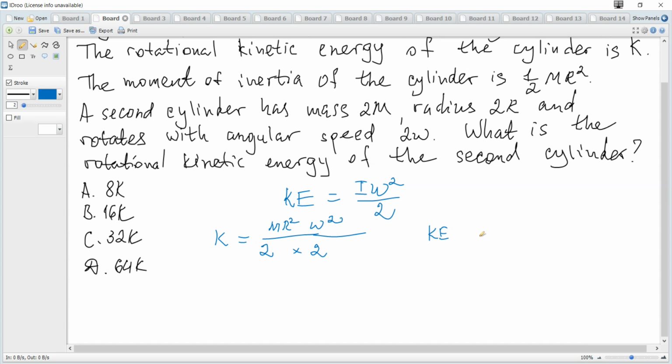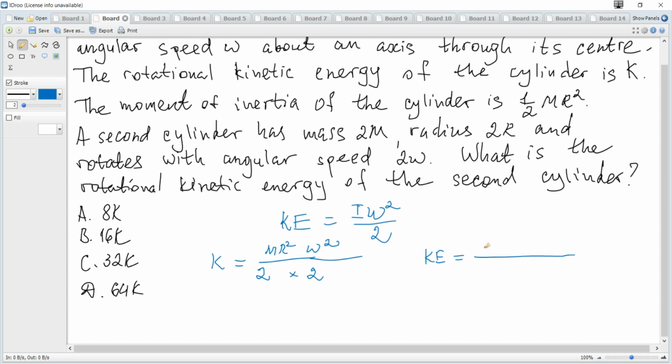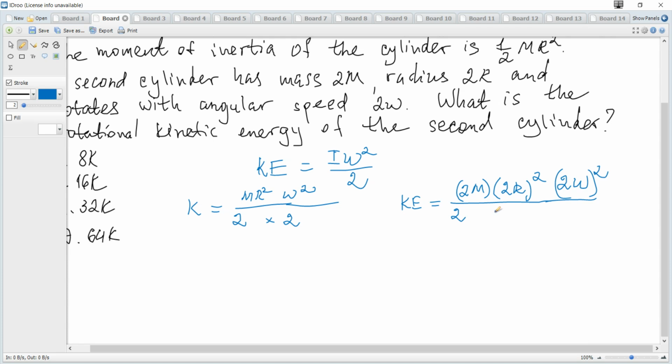And for the second, the kinetic energy is required, and it is also the moment of inertia, in general mass times radius squared, but for this the mass is 2 times larger, so it becomes a half, and 2m, and radius squared, so it's 2r squared, and omega for the second is 2 times larger, so it's 2 omega, also squared, and over 2.